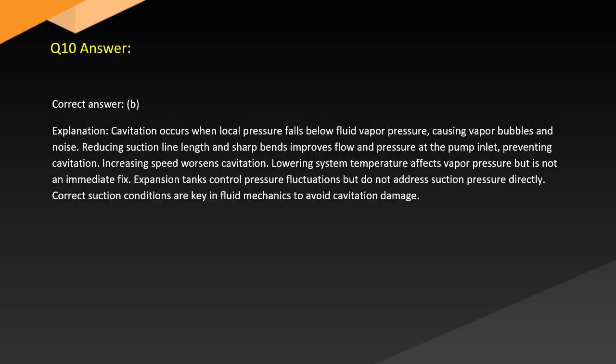Answer. Correct answer: B. Explanation: Cavitation occurs when local pressure falls below fluid vapor pressure, causing vapor bubbles and noise. Reducing suction line length and sharp bends improves flow and pressure at the pump inlet, preventing cavitation.